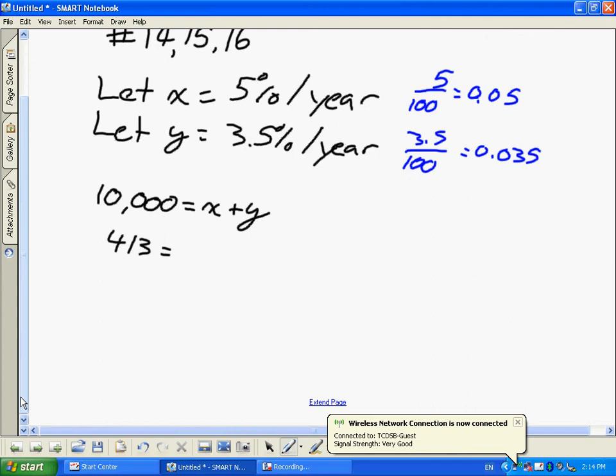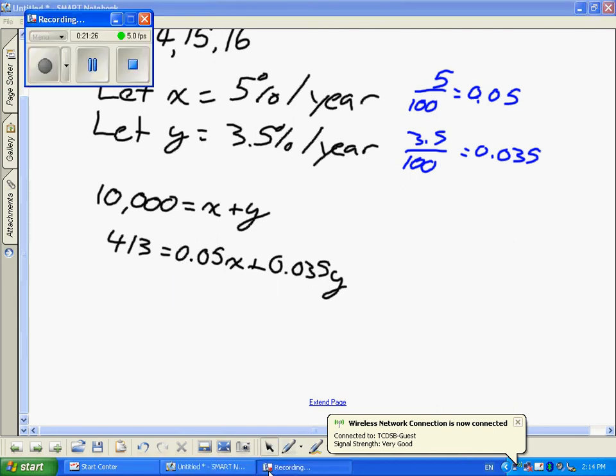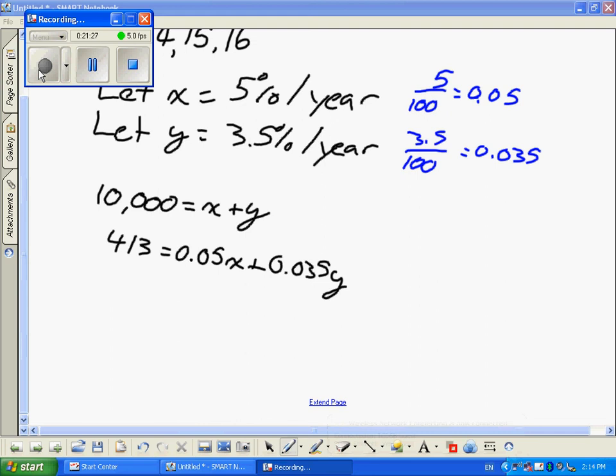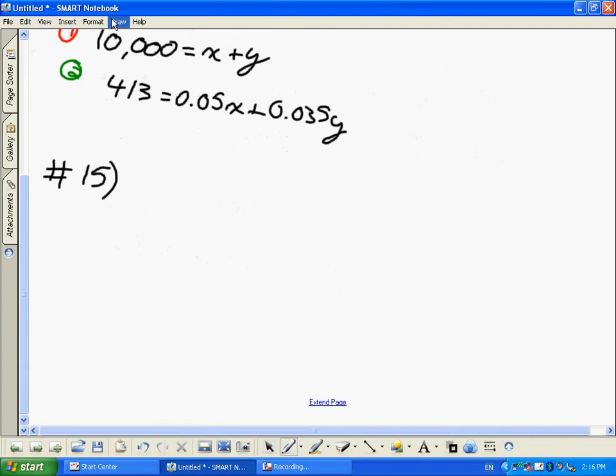I'm going to connect them. X is the 5% a year, so I put 0.05X plus the Y, which is 3.5%, 0.035Y. So we end off with our first equation, our second equation, and you can use graphing, elimination, or substitution to solve them.